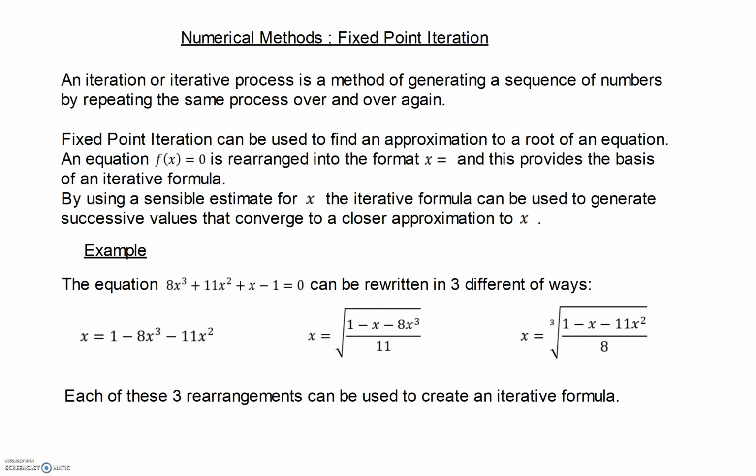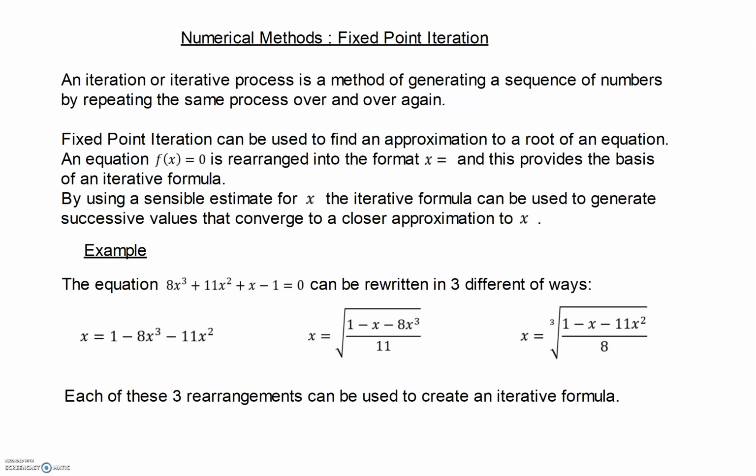So we're now going to look at another numerical method. We're going to look at fixed point iteration, and this involves rearranging our equation in a way that you will be used to from GCSE. So the notes that I've just got on the page here just give you a general overview of what we're doing. An iteration or iterative process is a method of generating a sequence of numbers by repeating the same process over and over again. Fixed point iteration can be used to find an approximation to a root of an equation.